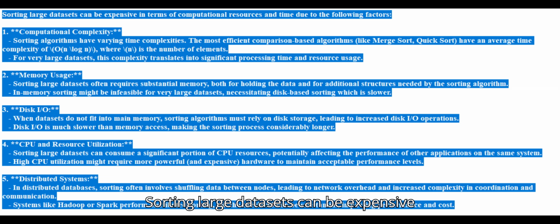Sorting large datasets can be expensive in terms of computational resources and time due to the following factors. 1. Computational complexity. Sorting algorithms have varying time complexities. The most efficient comparison-based algorithms, like merge sort and quick sort, have an average time complexity of O(n log n), where n is the number of elements. For very large datasets, this complexity translates into significant processing time and resource usage.